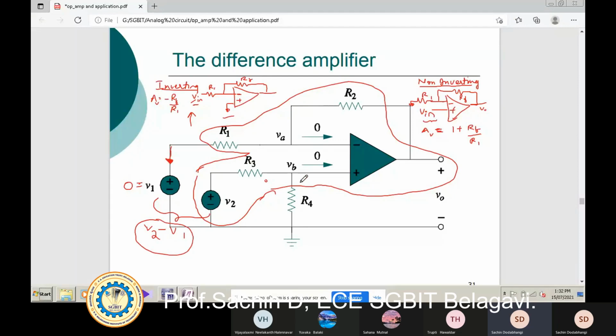So if I design these resistors such that R1 is equal to R3 and R2 is equal to R4, the gain of this difference amplifier will be equal to minus R2 divided by R1 into the bracket voltage. What is the voltage here? V2 minus V1, the differential voltage, and the gain of this amplifier will be equal to R2 divided by R1, provided R1 is equal to R3 and R2 is equal to R4. So I'll move on to the next slide.